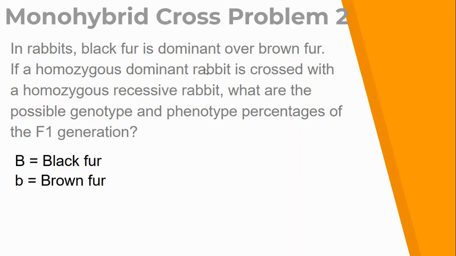For my second step, I need to show the cross. So I have a homozygous dominant rabbit. Homo means the same. So I have 2 dominant alleles for my first rabbit. So that's going to be big B, big B. And I'm crossing it with a homozygous recessive rabbit. Homo means the same. So I have 2 recessive alleles, which would be little b, little b.